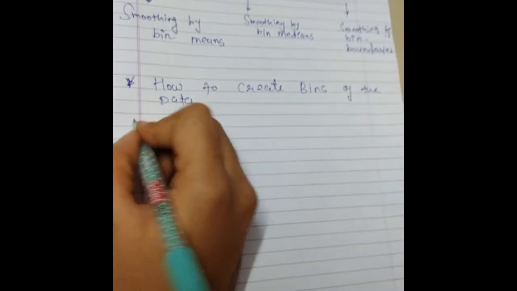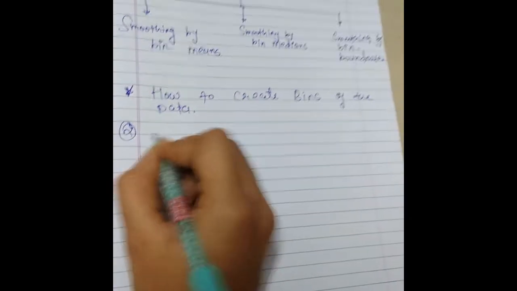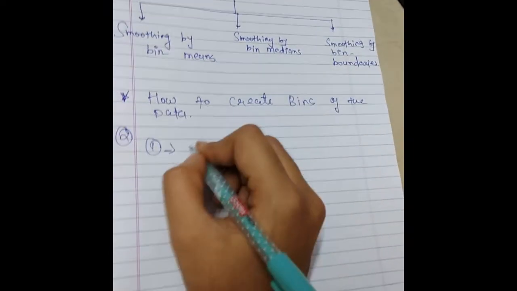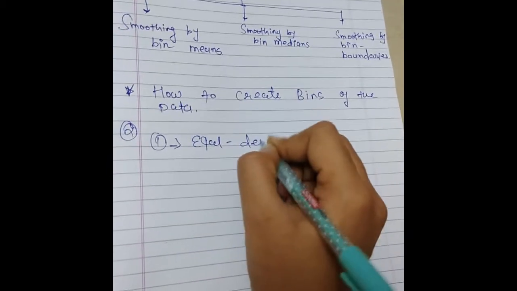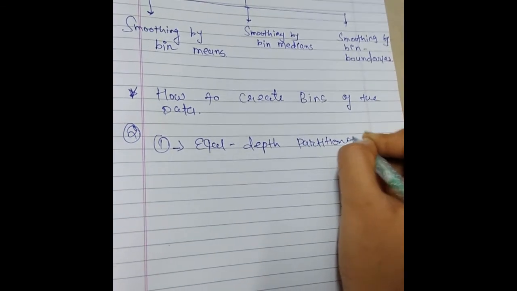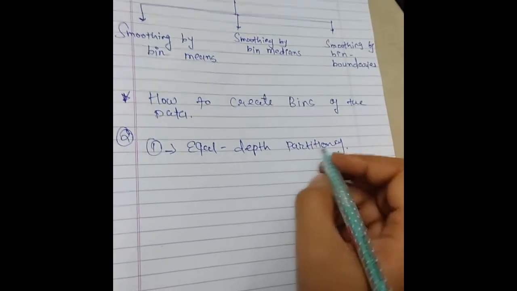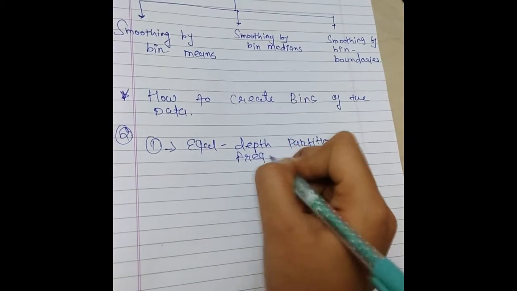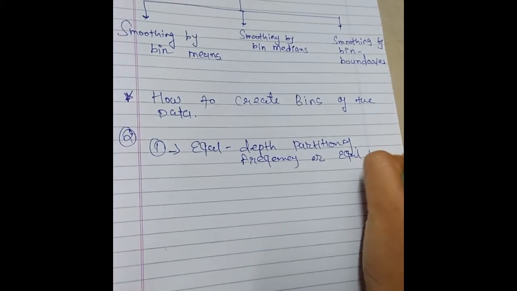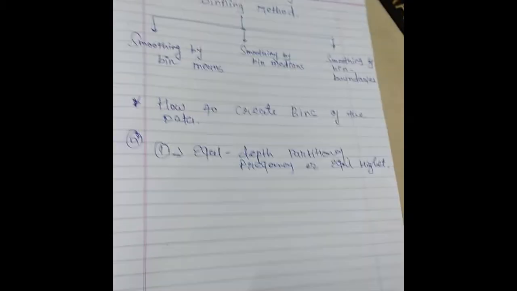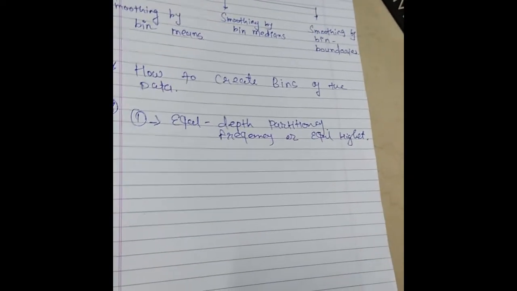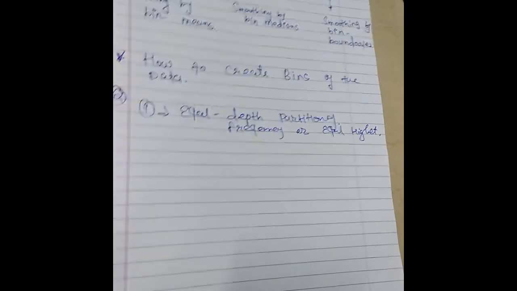So it has mainly two methods. First is equal depth partitioning, or we can also say equal frequency or equal height. So the first method is equal depth partitioning. It is also called equal frequency or equal height partitioning.